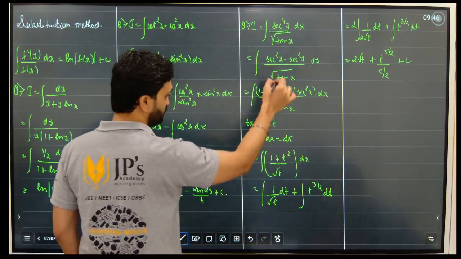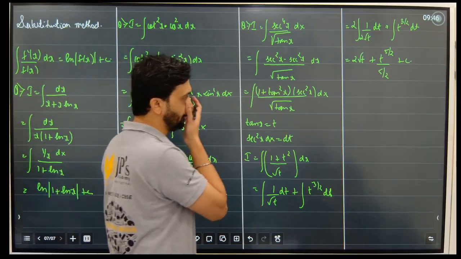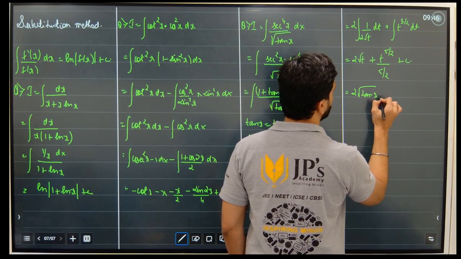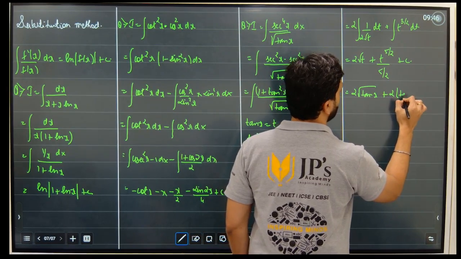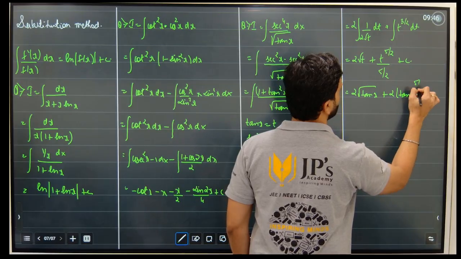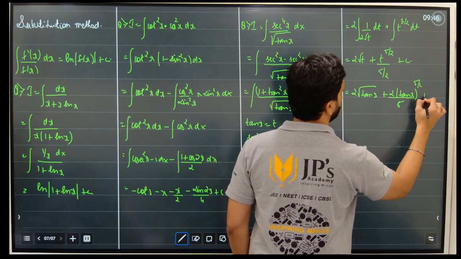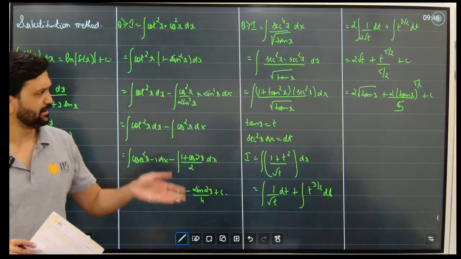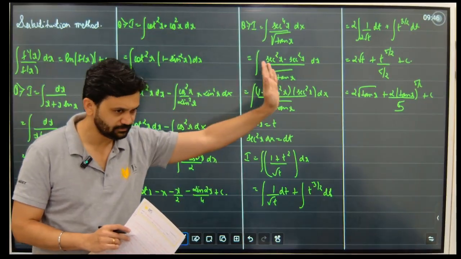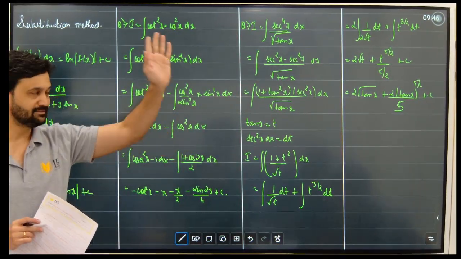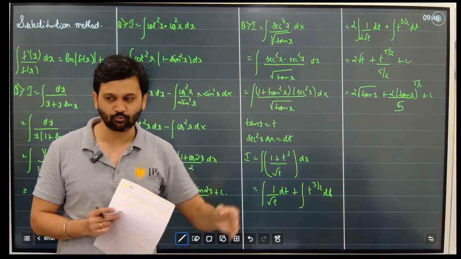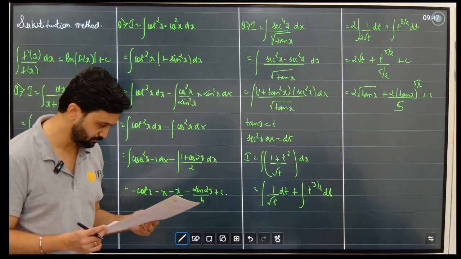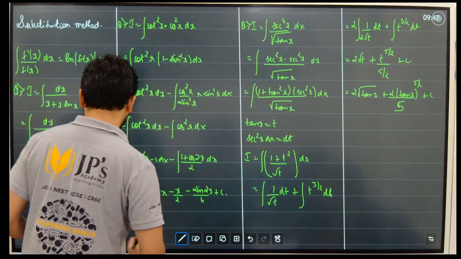And I know that tan x is equal to t. So this will become 2 root tan x plus 2 tan x raised to 5 by 2 upon 5 plus c. So, basic substitution. I knew that tan x is equal to t, because tan x had sec square x, but I had sec raised to 4x, so I had to separate one sec square x, because I know the formula for sec square x is 1 plus tan square x.